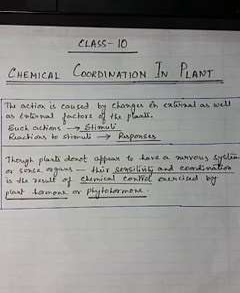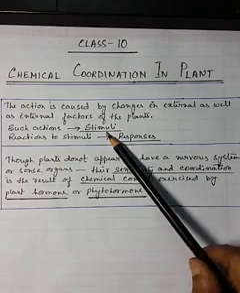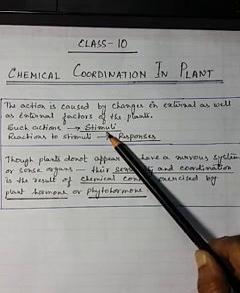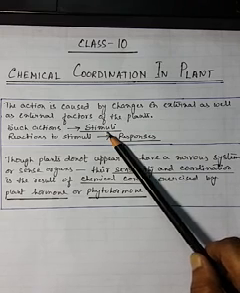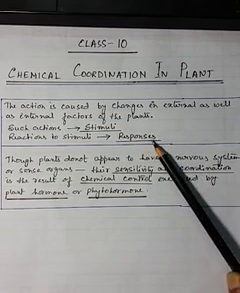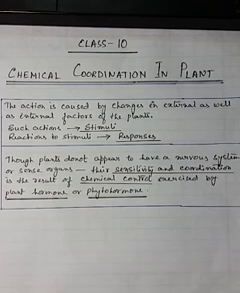Plants respond to external stimuli. The stimuli may be light, gravitation, or water, and all those stimuli are responded to by the plant in different ways, and all those responses are because of the chemical which is called phytohormone.